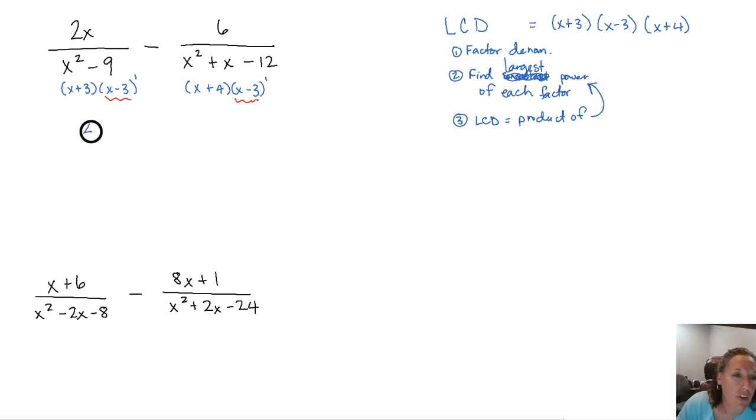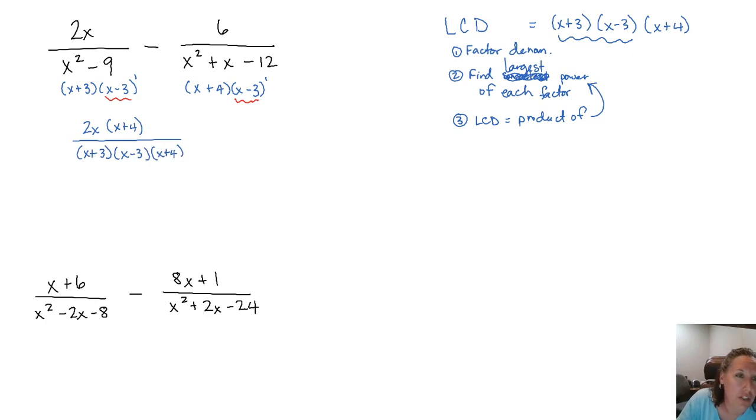So our first fraction, we've got 2x over x plus 3, x minus 3. Well, that gives us those first two, but we're missing that x plus 4, so we need to build this up by multiplying top and bottom of our fraction by that x plus 4 factor that we were missing. Notice how that was missing from our original denominator, so we're going to multiply top and bottom. Now we don't want to cancel that out. We're actually doing the exact opposite of what we do if we are reducing a fraction.